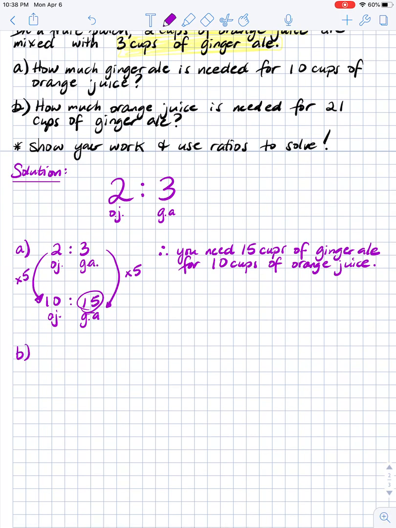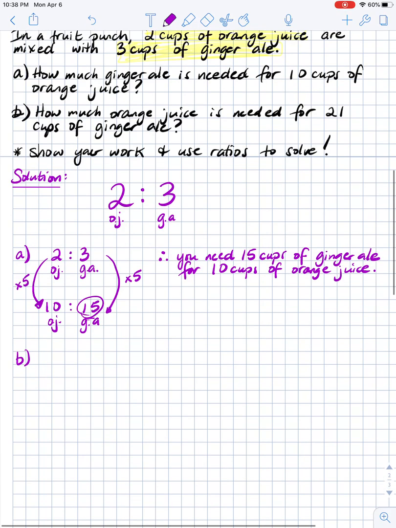Okay, for part B, it's asking how much orange juice is needed for 21 cups of ginger ale. Okay, we go back to the original mixture. So we've got 2 orange juice to 3 cups of ginger ale. So this time it's asking how much orange juice is needed for 21 cups of ginger ale. So we have the other side of the ratio now. Okay, we don't know what this number is, right?